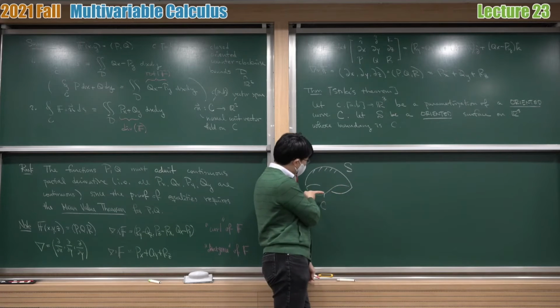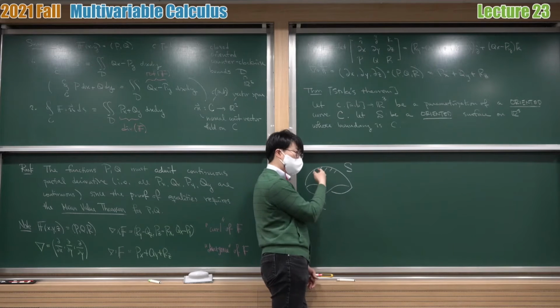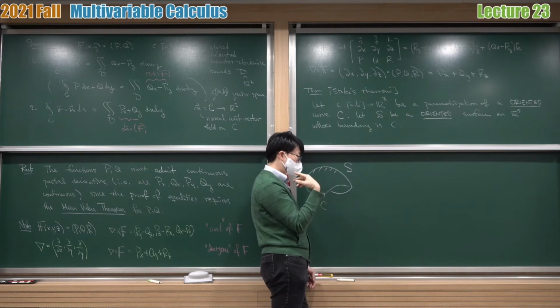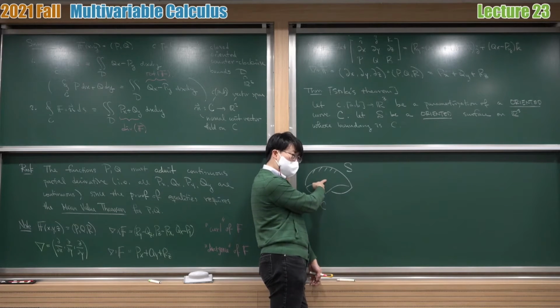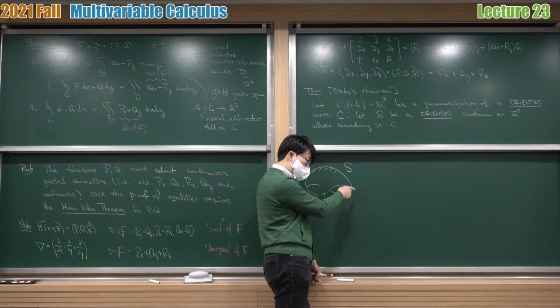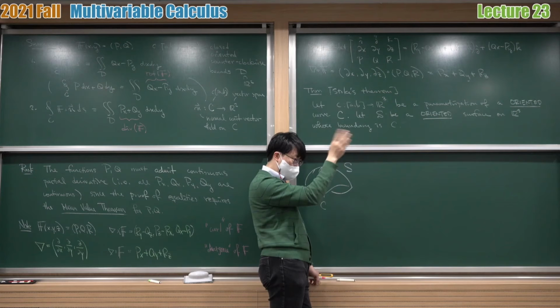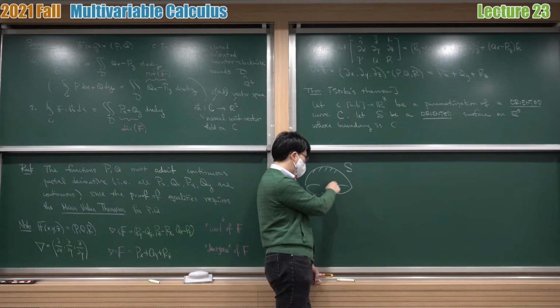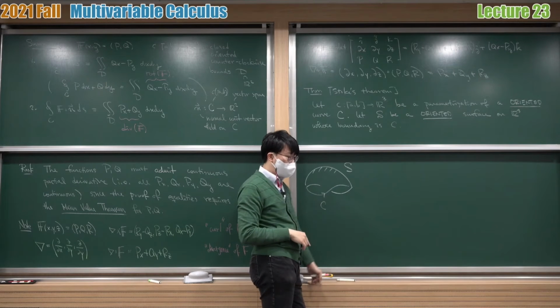How you fix your orientation is the following. Listen carefully. You walk along your curve C, and your head is pointing to the normal direction of your surface, the orientation of the surface, then your left arm must be pointing to the surface S. So in other words, the orientation of a surface according to the orientation of a boundary curve C is the direction that your head is pointing when you move along this curve C and your left arm is pointing to the surface.